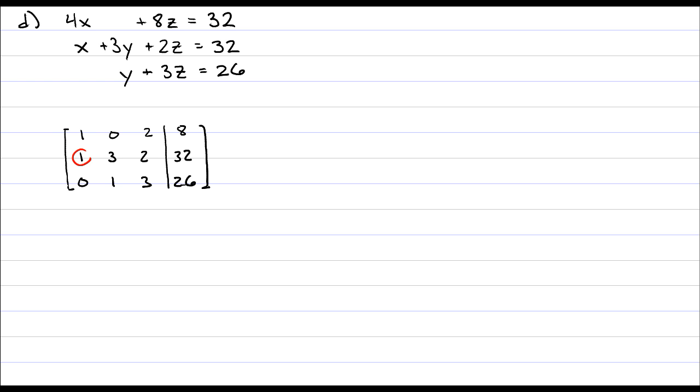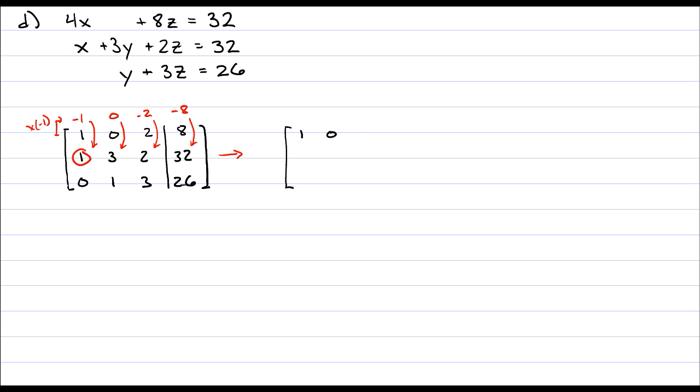Step 1 would be to turn this into a 0, since I already have the 1 above it. So I'm going to take the first row and multiply it by minus 1. So that gives me negative 1, 0, negative 2, negative 8. And I'm going to take these entries and add them down to the second row. By doing this, this is going to allow me to get rid of that 1 that I want to turn into a 0.